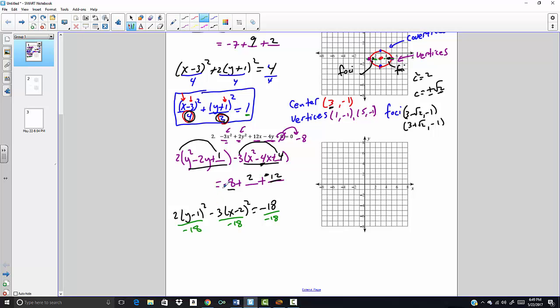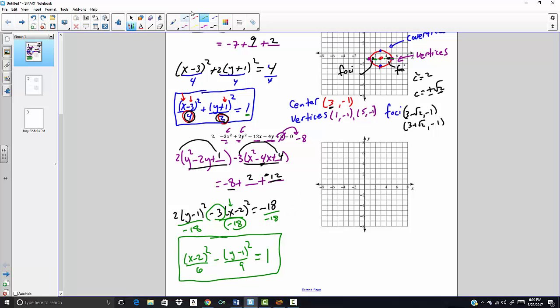Very fun. This has the effect, though, of changing things around, because now I have a negative divided by a negative, which is the positive. Now x is going to be positive. So 3 over 18 is actually 1 over 6, so we're going to have (x - 2)² over 6. We got a positive divided by a negative, so we're going to have (y - 1)² over 9. And this will equal -18 divided by itself, which is 1. So this is your new standard form equation of the hyperbola.